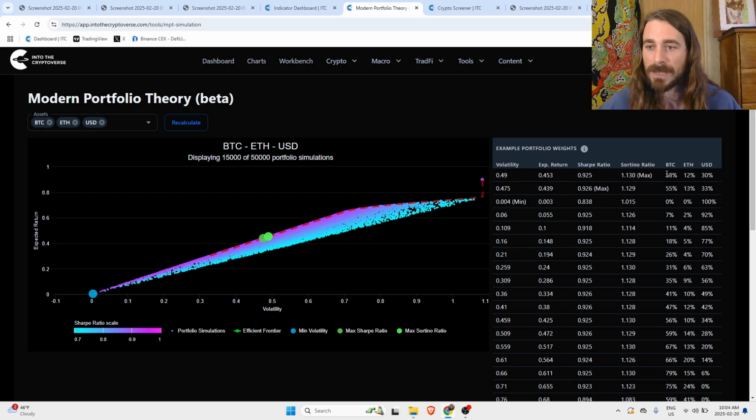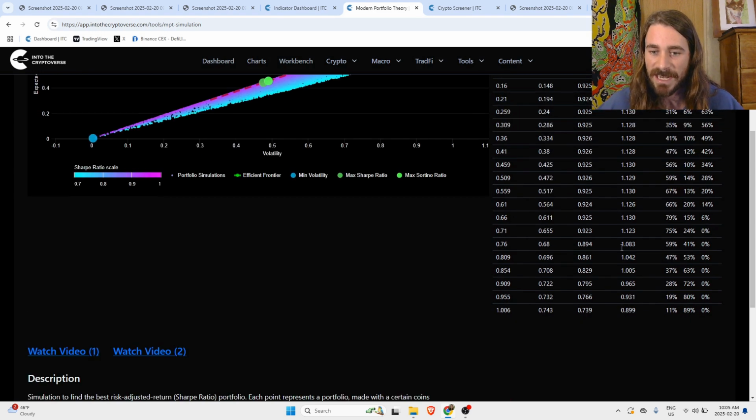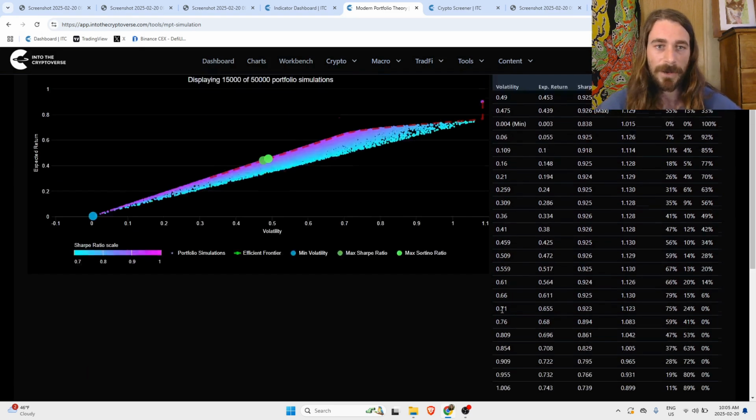It's 58% Bitcoin, 12% Ethereum, and 30% US dollars or cash, looking at a volatility of 0.49, almost right in the middle. So that is going down here. You see, as you weight it towards less volatile, there's going to be more cash and lower allocations, and the more volatility you want, the less cash. Or the more volatile you want, less cash, more allocated into Ethereum or into Bitcoin as well. But Ethereum being riskier than Bitcoin, obviously, is going to attribute to that higher volatility.